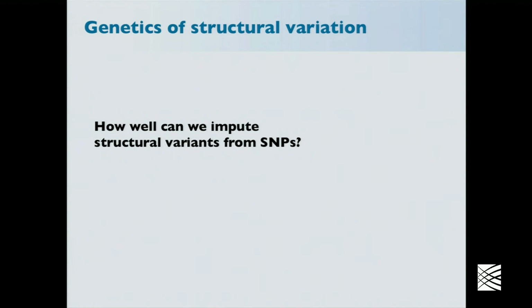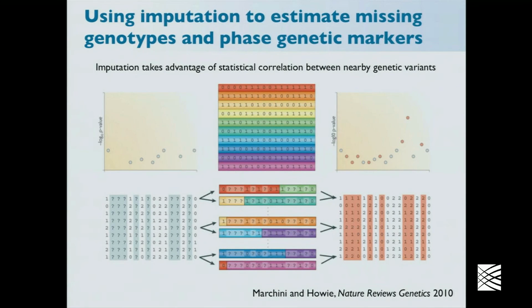So another question we want to ask here is how well we can impute structural variants from SNPs. Because often if we want to see phenotypic effect, we have to get to really large sample sizes. And if we don't have whole genome sequencing on everybody, we can't necessarily ascertain these structural variants in all of the people we need to get association to phenotype.